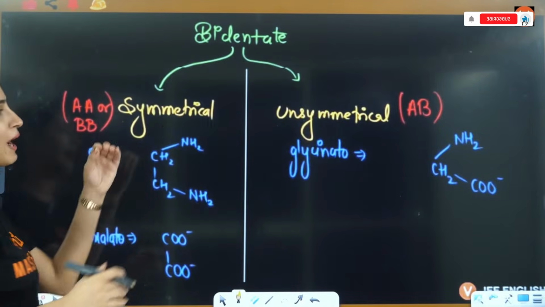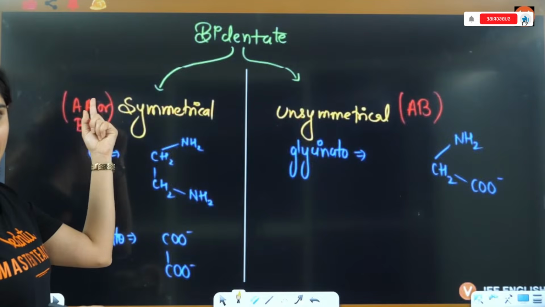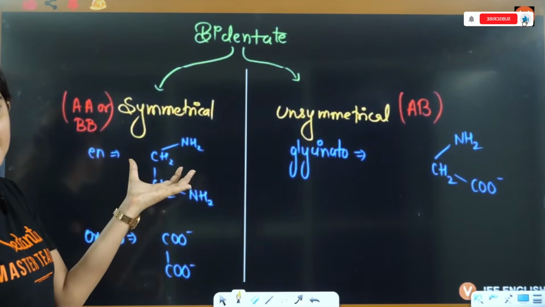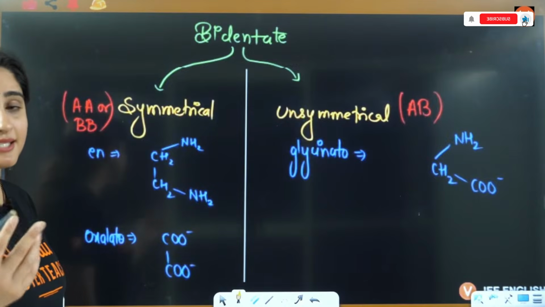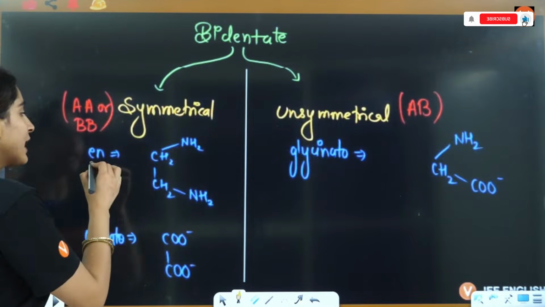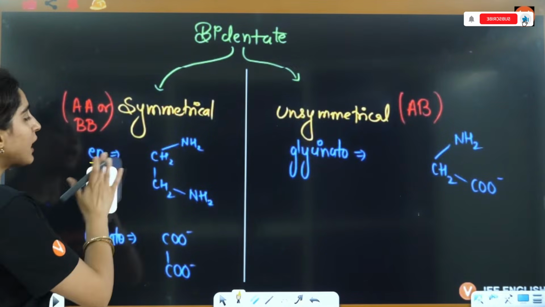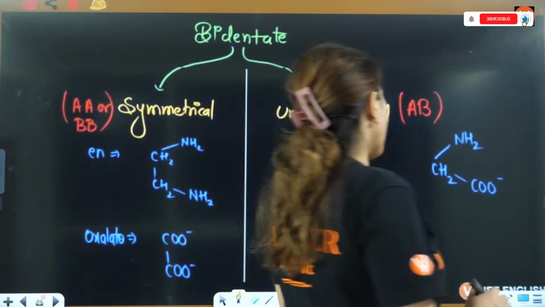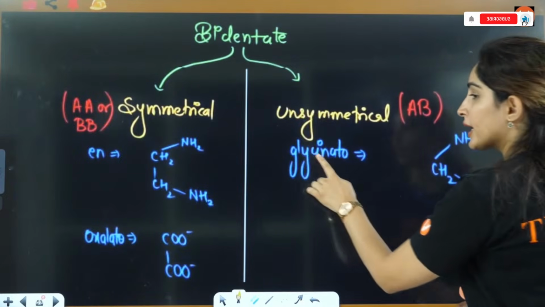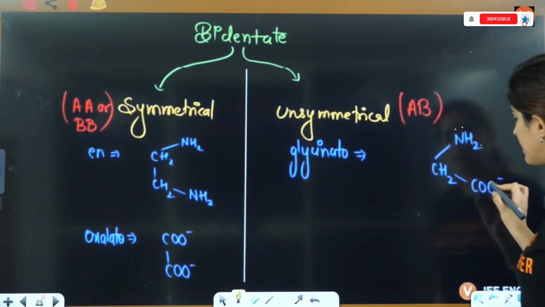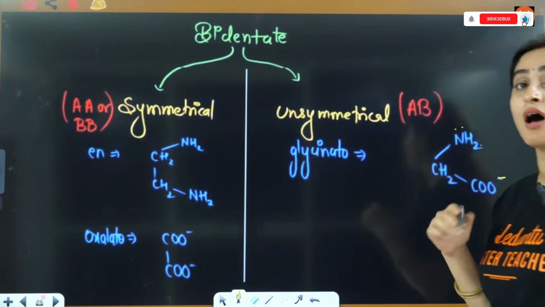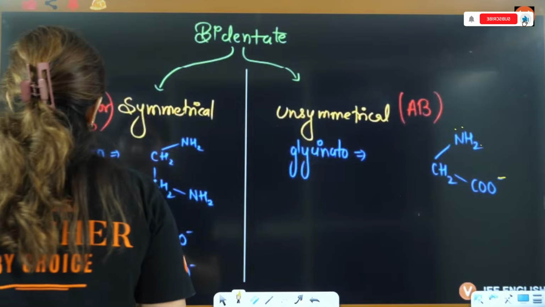Whenever I write bidentate ligands like AA, BB, CC, that means I am talking about symmetrical bidentate ligands that have two donating sites, like ethylene diamine or oxalato, which are symmetrical. If I say AB, then I am talking about unsymmetrical ligands like these. This is donating from N, this is donating from oxygen. They are unsymmetrical bidentate ligands.